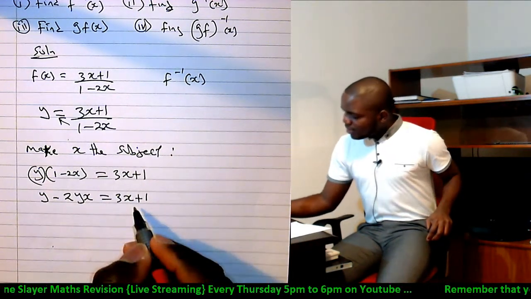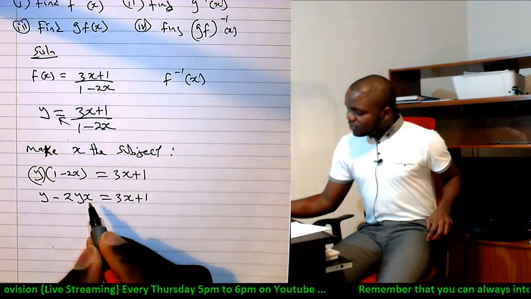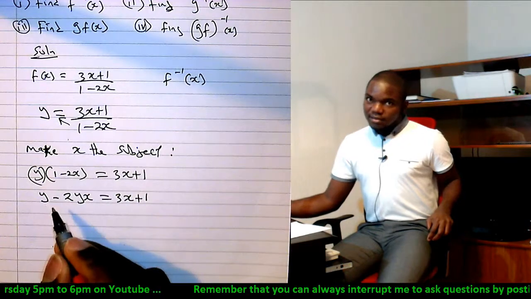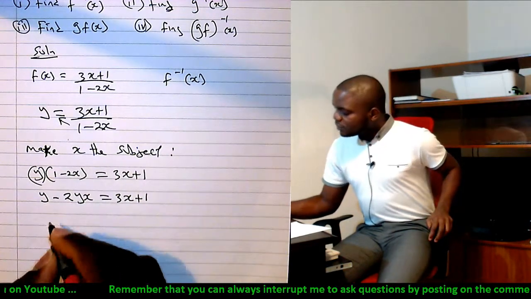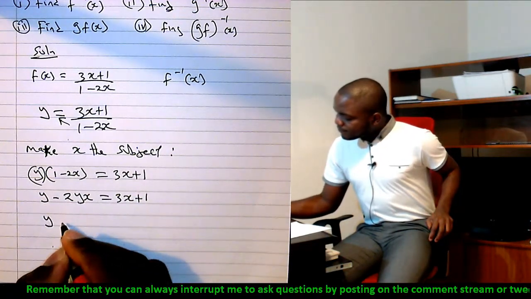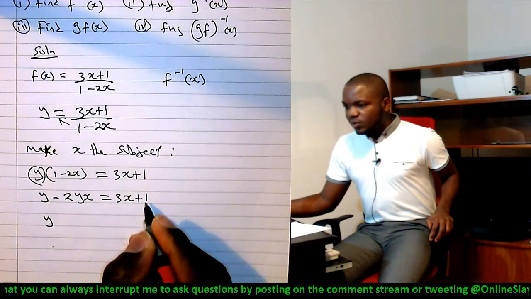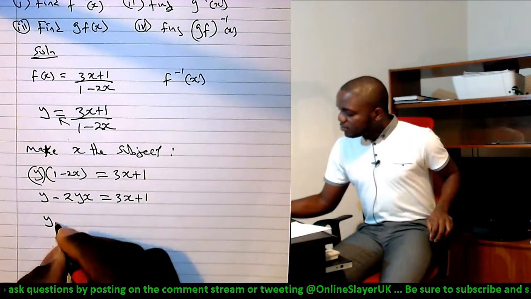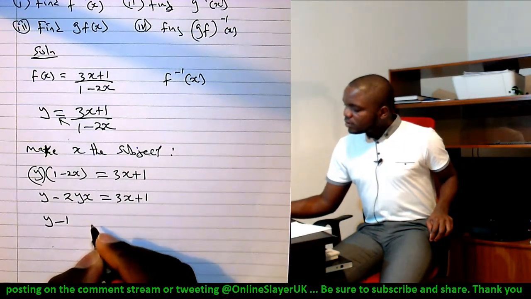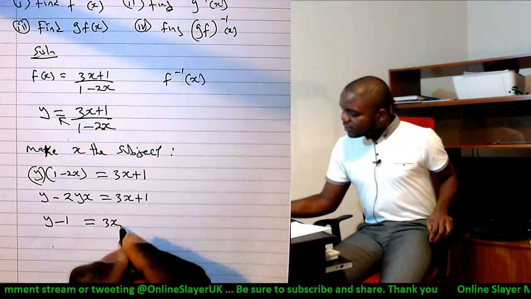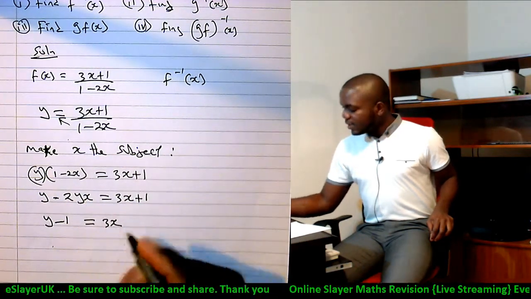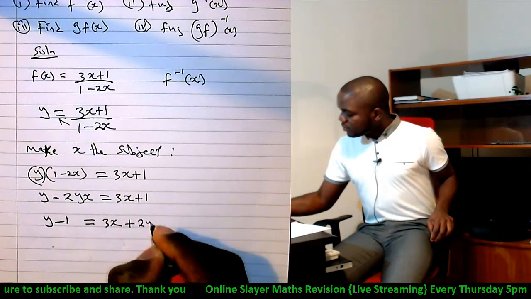So I'm going to take that one to that side and bring this one to this side so that we can have some positives. Because this is a plus 1, I'm going to subtract 1 from both sides. So it becomes y minus 1 equals to 3x. Because this is minus 2yx, I'm going to add 2yx to both sides. So it makes this 2yx.